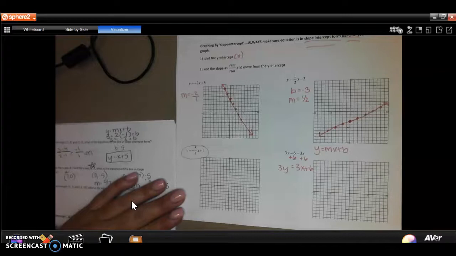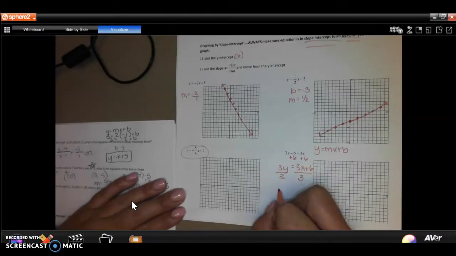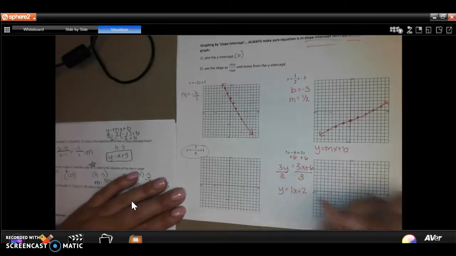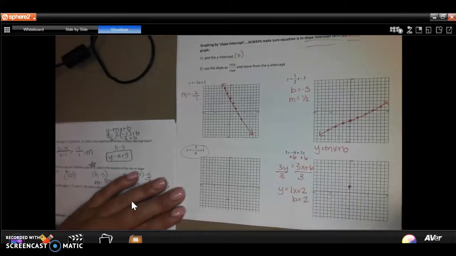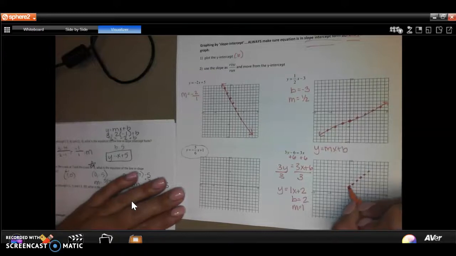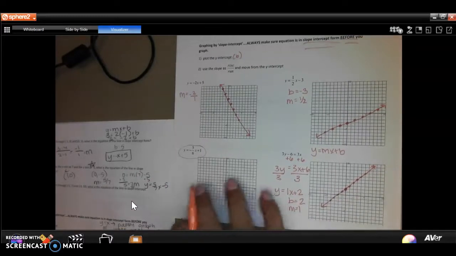What do I need to do to get y by itself? Well, I'm going to divide by 3. So we get y is equal to 1x plus 2. So my b is 2. My slope is 1, or 1 over 1, up 1 over 1, up 1 over 1, up 1 over 1. Okay, down 1 over 1, down 1 over 1, down 1 over 1. All right, so that's that.